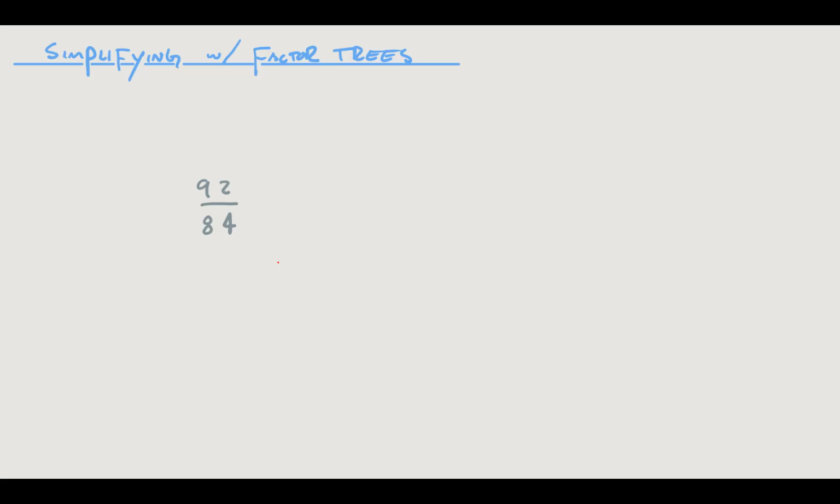Now you might have noticed that 92 84ths actually simplifies, right? They're both even numbers so that we could at least divide things by 2. But here's another use for factor trees. If we make the factor tree for 92 and 84, anywhere that we find the number that's the same in the numerator and the same in the denominator, those cancel. The numerator and the denominator both have a factor of 4, right? They have 2 2's in common. So I canceled those out, and then we look for what's left over.